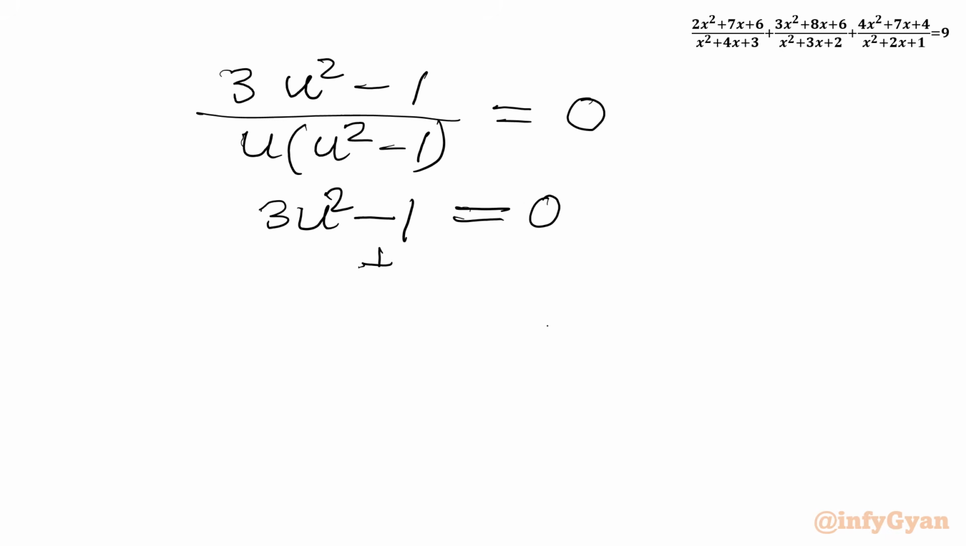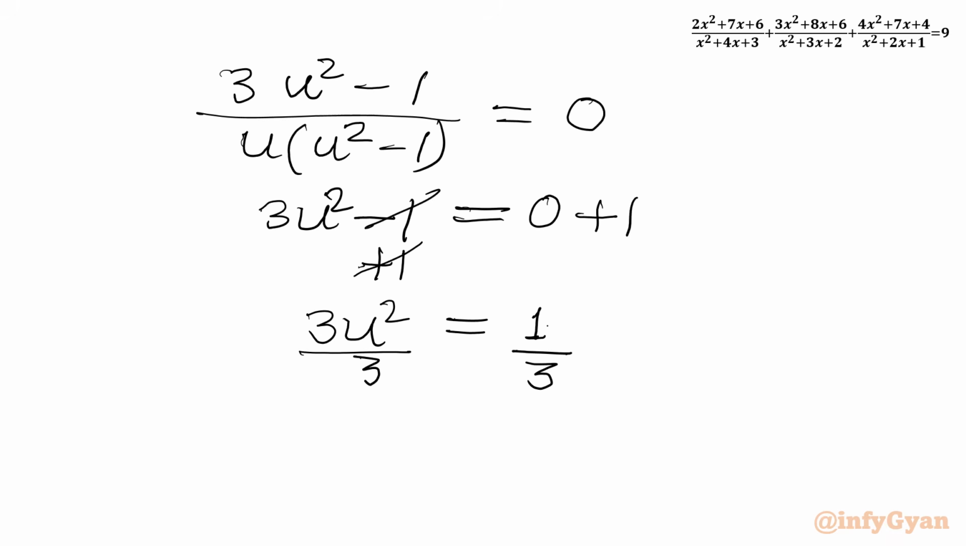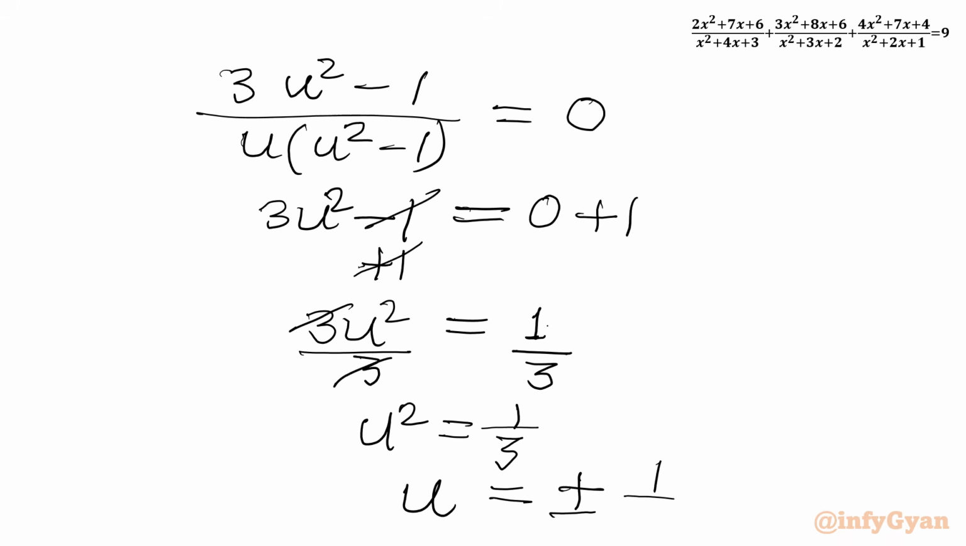Now we have to add 1 to both sides to cancel minus 1 from the LHS. So we will write 3u square equal to 1. Now we'll divide by 3 on both sides to get u square. So u square will become 1 over 3. Now we will take the square root on both sides. So u will become plus minus 1 over square root 3.